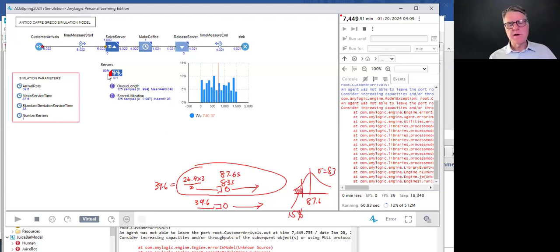96.37% utilization. Really, this two barista situation is sort of unadjusted. Whether you've got any other innovations to go along with it is really problematic, not really viable. So this is just evidence that there's some sort of overflow error. You can see what the error is, and it is that there was an agent that was unable to leave one of these ports. It actually tells you where it is.